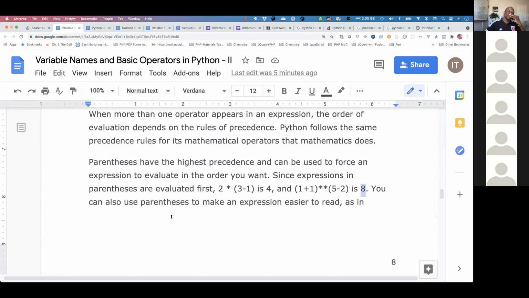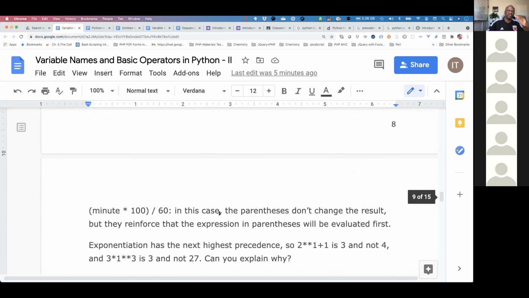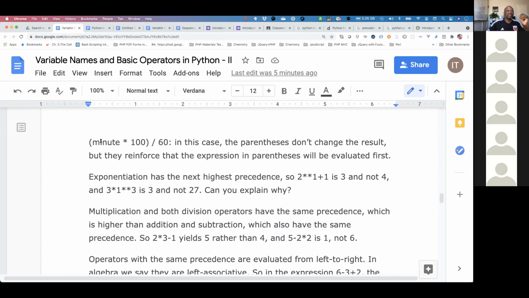You can also use parentheses to make an expression easier to read. What I personally call subdividing it. So you divide and conquer. If you were to multiply, let's say, 100 by a minute and then divide by 60, in this case the parentheses don't change the result, but they reinforce that the expression in parentheses will be evaluated first.